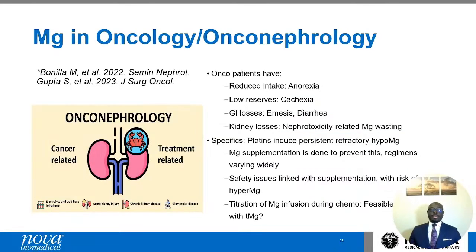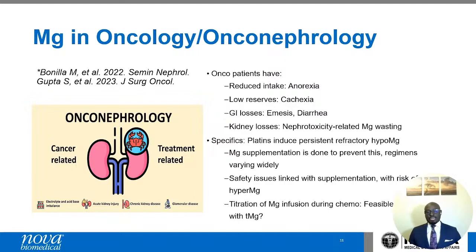Another instance where magnesium is particularly important in the clinic is in oncology or onconephrology. Now, in oncology, patients who are suffering from cancer have reduced intake of magnesium. Because they don't have appetite, they have reduced intake of magnesium. Because they have low body mass or muscle wasting, they have low reserves of magnesium. Another thing is, because of things like emesis and diarrhea, they have increased losses, and through the kidney as well, due to some of the drugs that they are taking, they also have kidney losses.